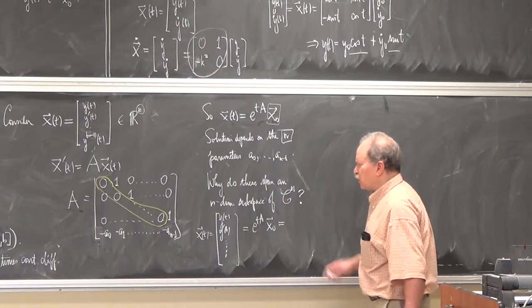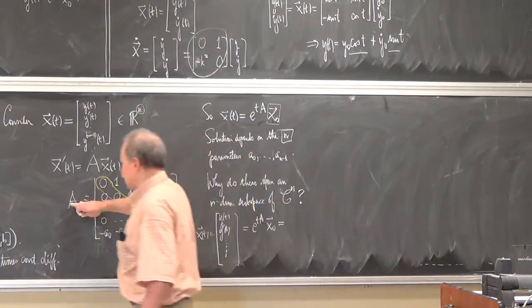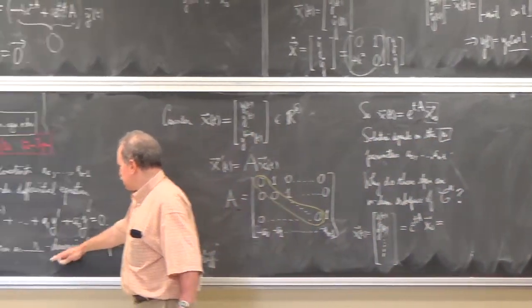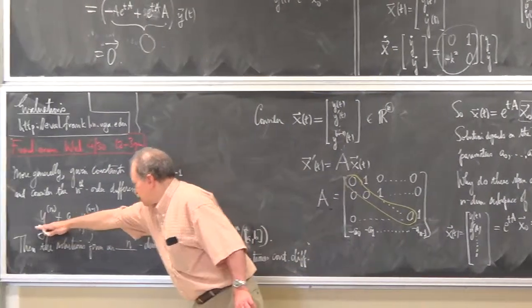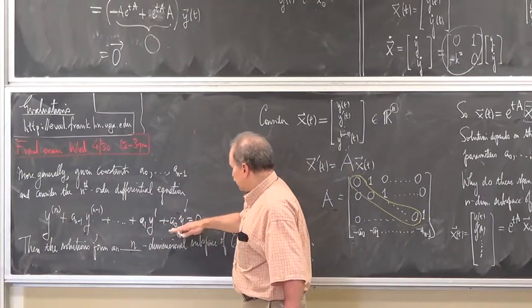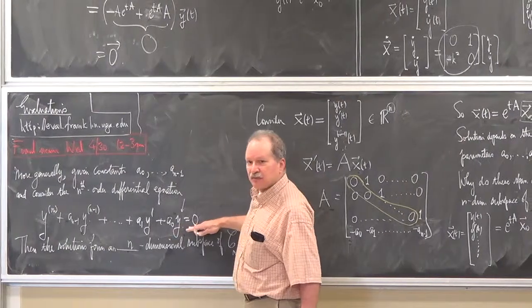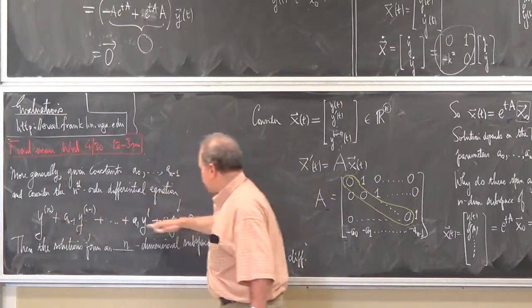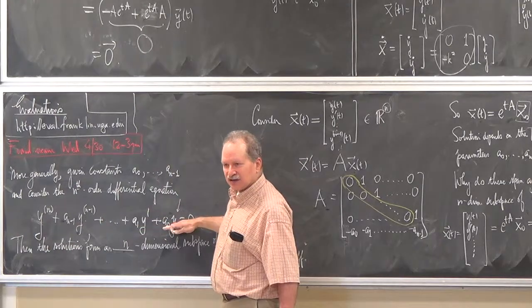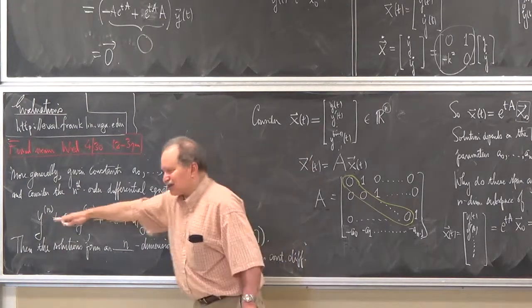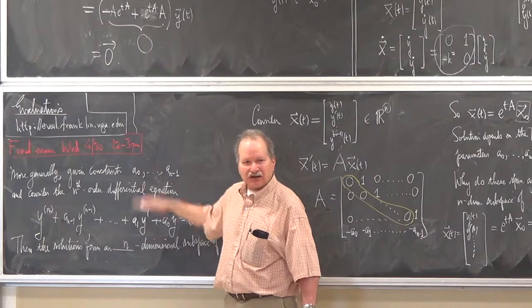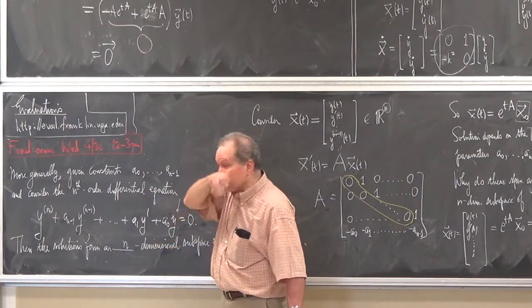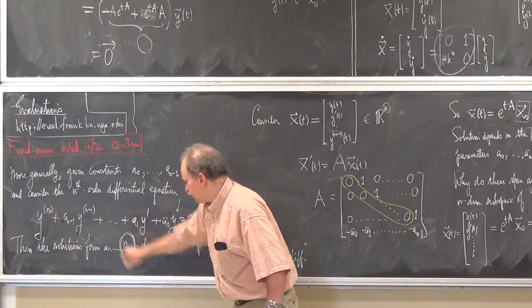Well, we know they form a subspace. Not the A's, the solutions form a subspace. Because this is a linear homogeneous system, linear homogeneous equation. So if you take any solution of this and you scalar multiply it, it's still a solution. And if you add two solutions, because derivatives are linear, you again get a solution. So it's a subspace. The question is why it's n-dimensional.